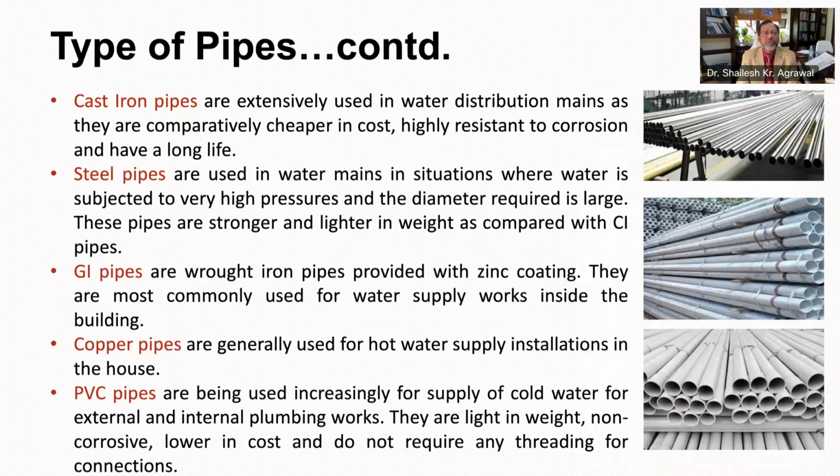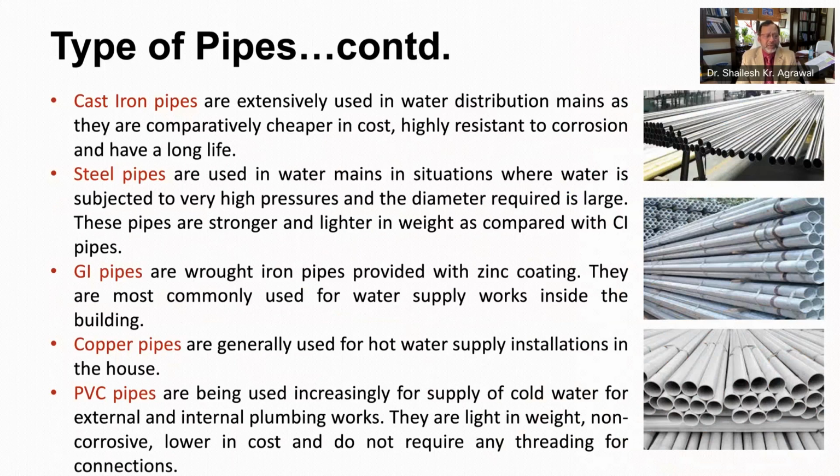Steel pipes are used in water mains in situations where water is subjected to very high pressure and the diameter required is large. These pipes are stronger and lighter in weight as compared with CI pipes. Galvanized pipes are wrought iron pipes provided with zinc coating. They are most commonly used for water supply works inside the building. Copper pipes are generally used for hot water supply installations in the house.